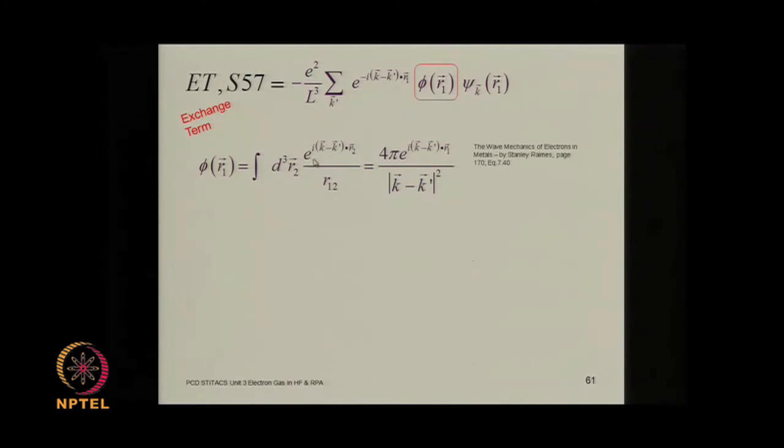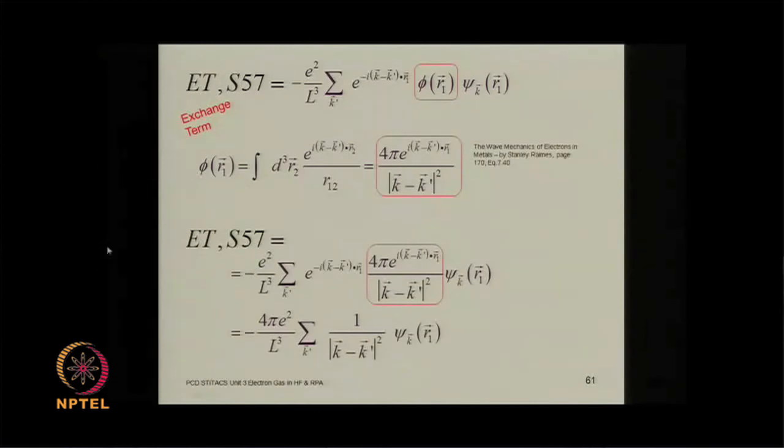Okay? And what is this integral? This integral can be worked out. It is nothing but e to the power i(k minus k')·R1 divided by |k minus k'| squared. This integration can be carried out, and I will leave it as an exercise. When you carry it out, you get this result, and you can feed that result in over here.